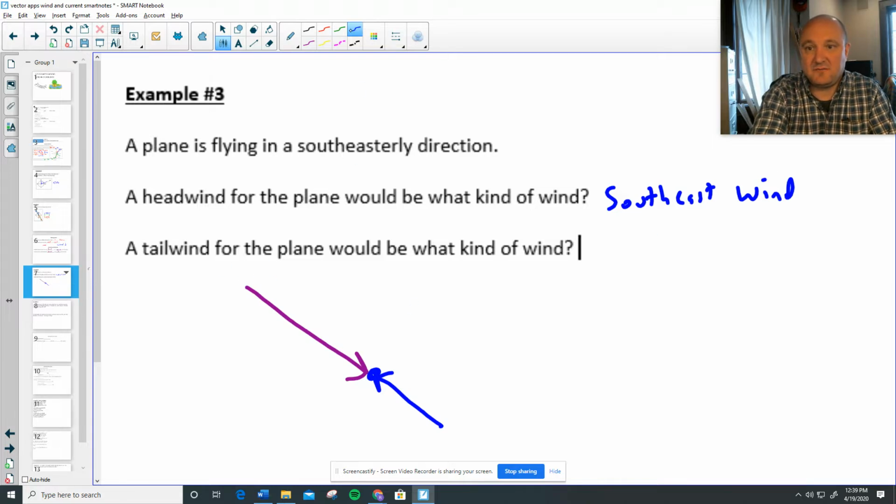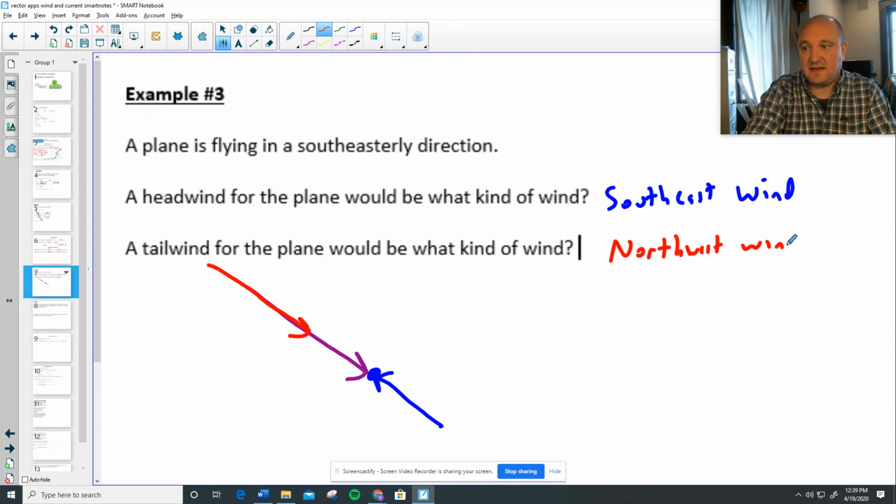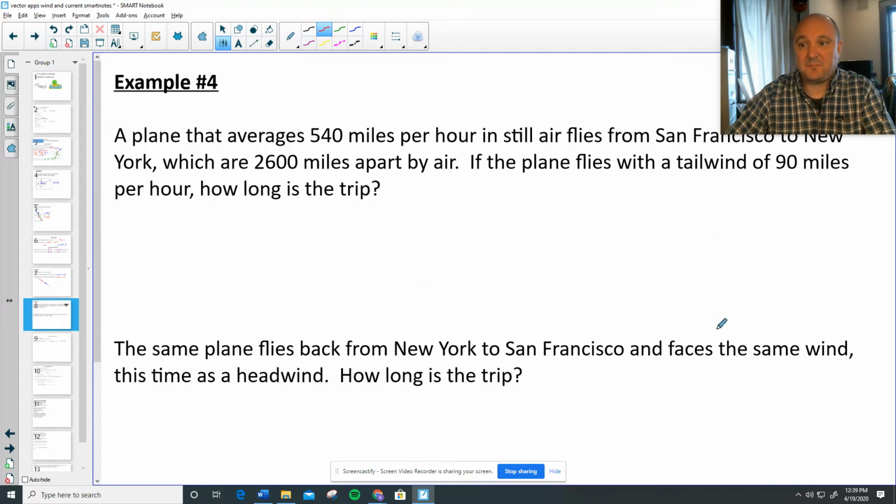The tailwind for this plane is the direction the wind is coming from. It would be kind of blowing this direction from the northwest. So this would be a northwest wind. So again, that's a little counterintuitive. You have to understand how the naming system of winds works. Let's look at example number 4.